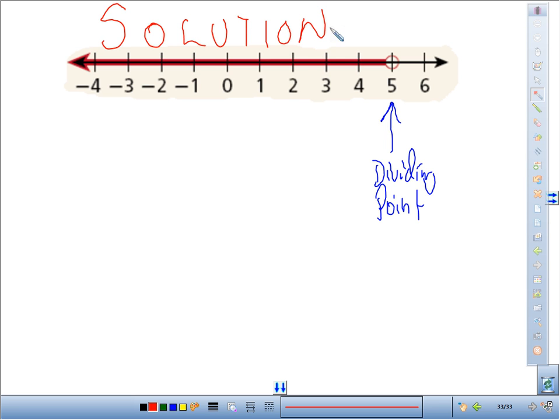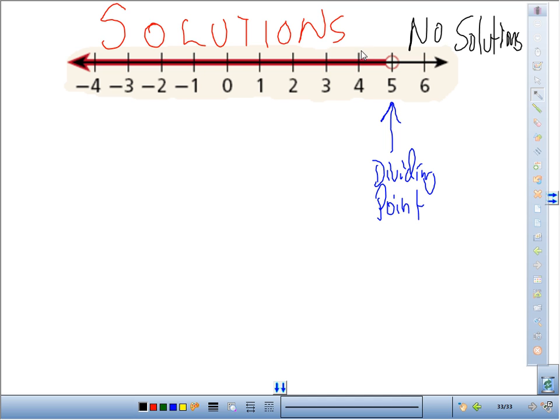Solutions and no solutions. And you're saying, really? Well, yeah. You see how this is not included? So there's no gray area about it.